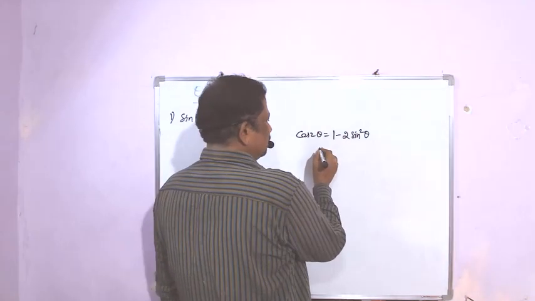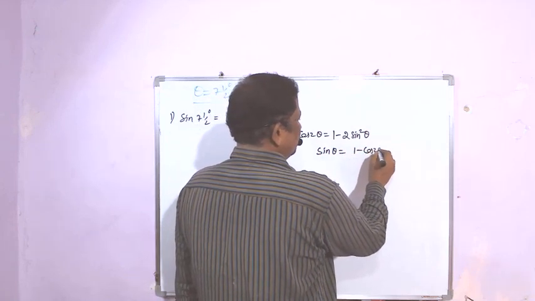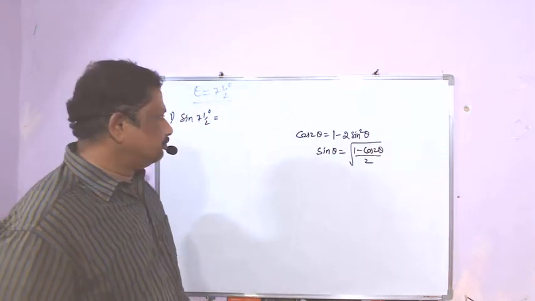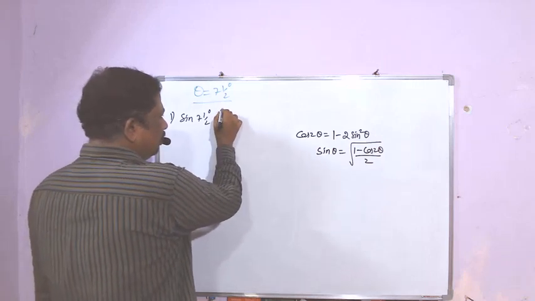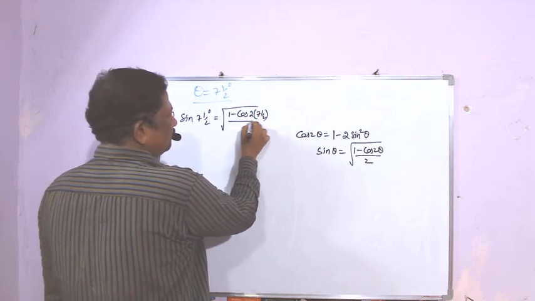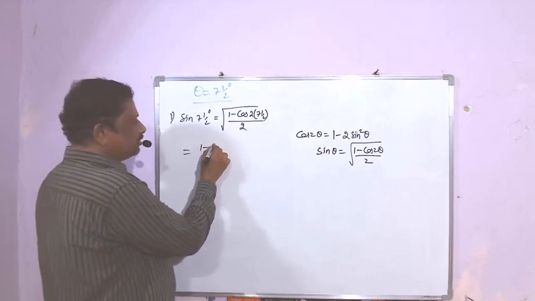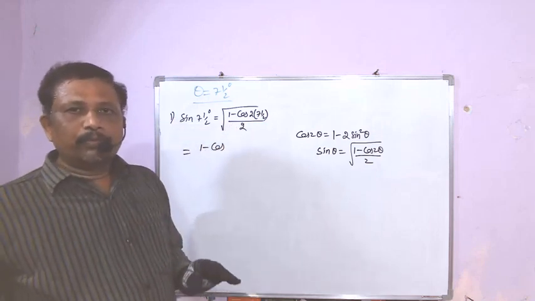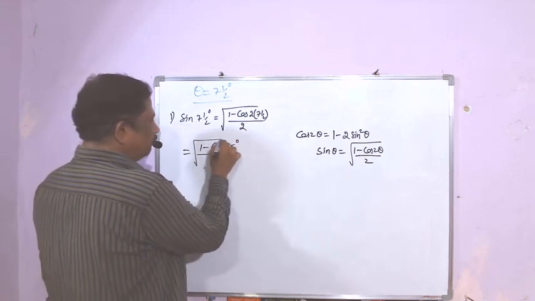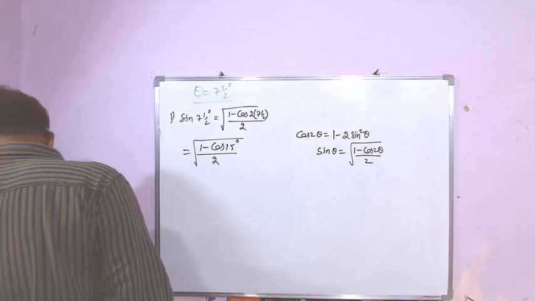So now this can be written as sin theta is equal to the root of 1 minus cos 2 theta by 2. Now I am applying this formula. Under root, 1 minus cos 2 into 7.5, by 2. Now 2 into 7.5 becomes cos 15 degrees divided by 2. We already found the cos 15 degrees value. What is the cos 15 degrees value?